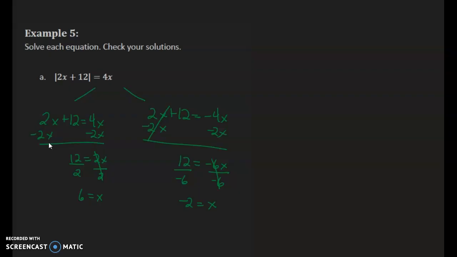Hopefully you found out that negative 2 was the extraneous solution. Let's see why. When you plug in 6 where x is, and here you get 2 times 6 is 12, plus 12 is 24. 4 times 6 is 24. The absolute value of 24 is 24. So this one checks out.